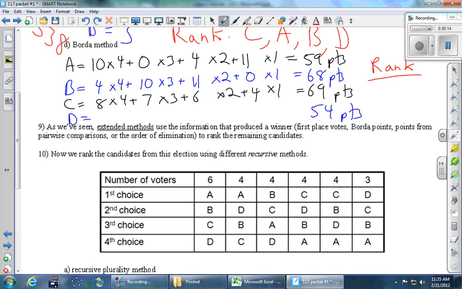Okay, who's the first place person here? Okay, so C is the winner, no problem. But if we wanted to find the second place person, B, you rank them in the natural way: C, B, A, and D. Any questions on ranking using the Borda method?